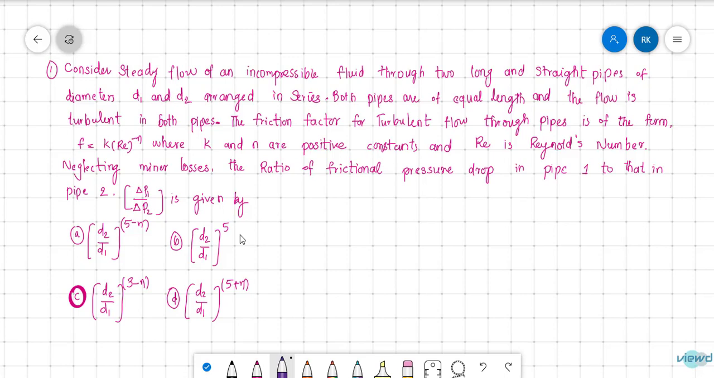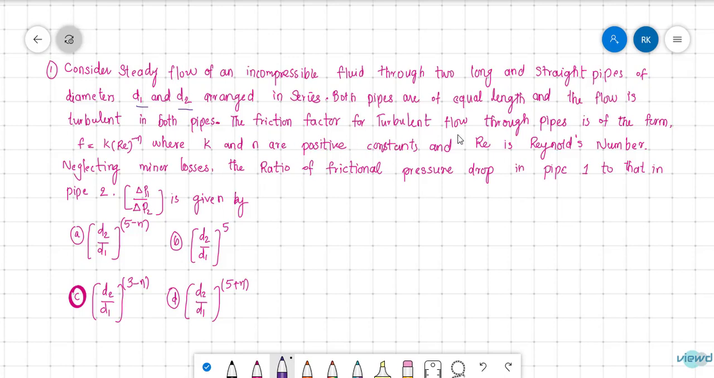Let us see some problems on flow through pipes in this video. The first problem is, consider steady flow of an incompressible fluid through two long and straight pipes of diameters d1 and d2 arranged in series. Both pipes are of equal length and flow is turbulent in both pipes.